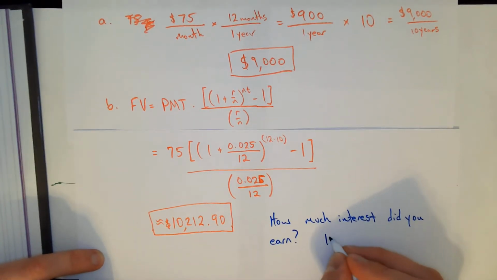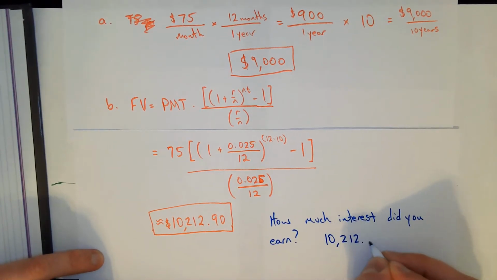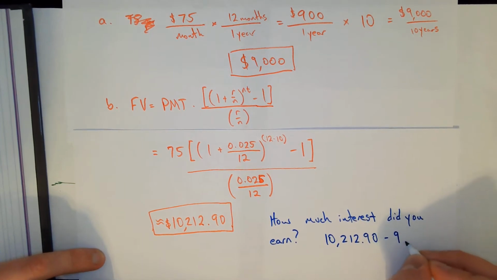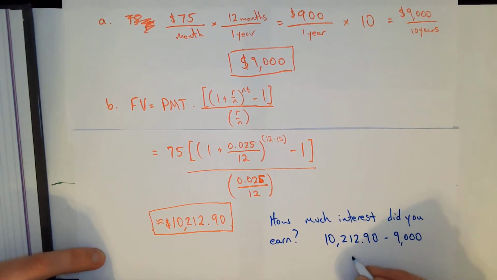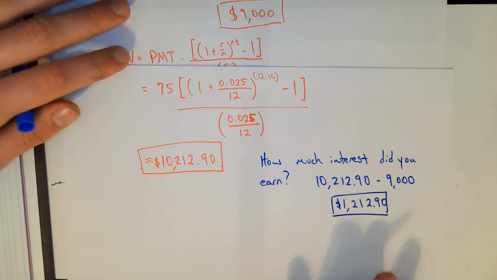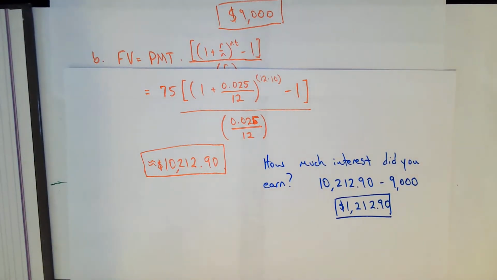Well, you would have to take this 10,212.90 minus the money that you actually put in there, which would be this much, right? Just doing 10,212 minus 9,000. Okay.